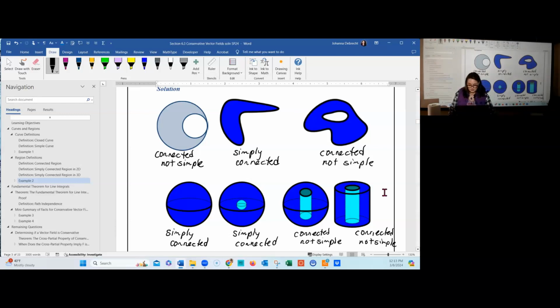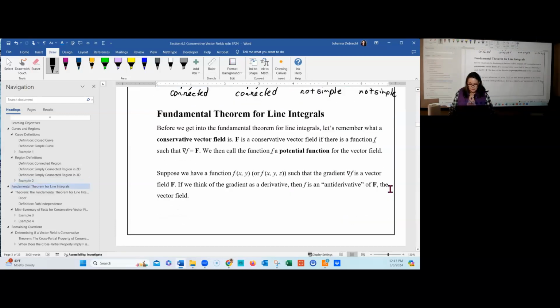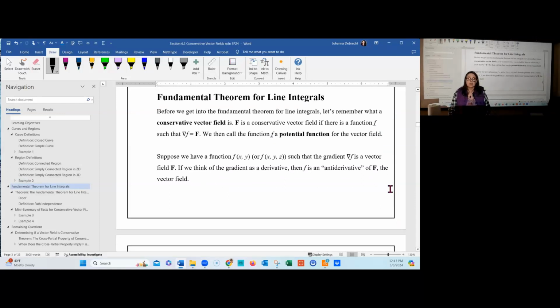Let's now move on to talking about the fundamental theorem for line integrals. Anything called the fundamental theorem is probably something you should know. This one could be named the fundamental theorem for vector line integrals, because that's essentially what this is. It does not refer to scalar line integrals. It refers to vector line integrals.